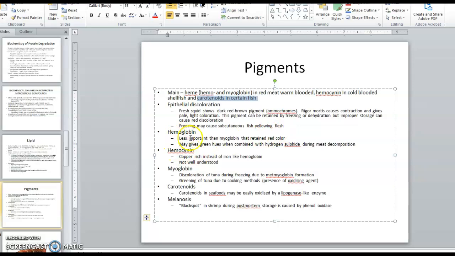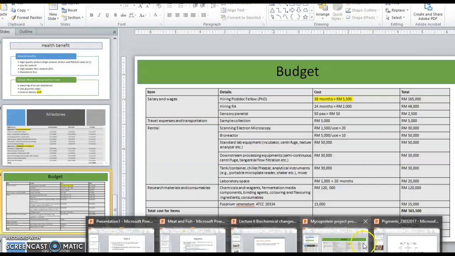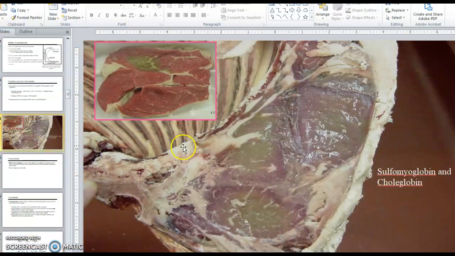For hemoglobin, like I said, it is less important than myoglobin for the coloring because usually most of it is drained when we remove the blood. However, it may give green hues when combined with hydrogen sulfide during meat decomposition. I think it's here, pigments. You can see it can turn into a greenish color in the meat.